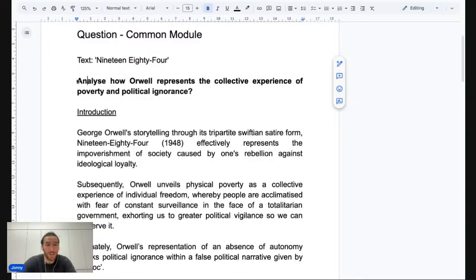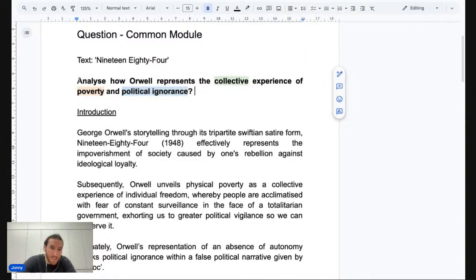The essay question here is: analyze how Orwell represents the collective experience. I'm going to mark collective because that is a key word of poverty and political ignorance. Interesting. So it's a very specific question in terms of the themes. This is what you call a theme-based question.